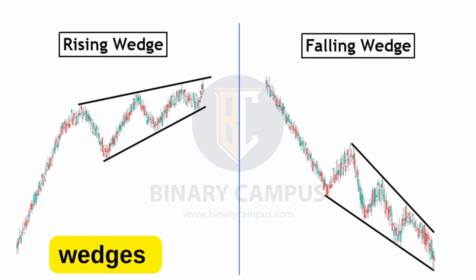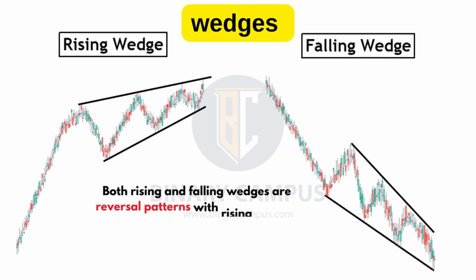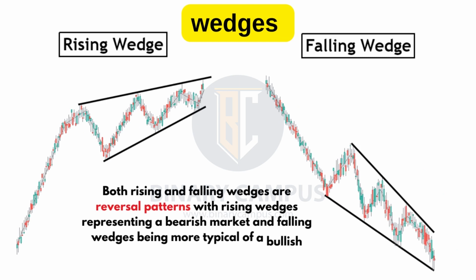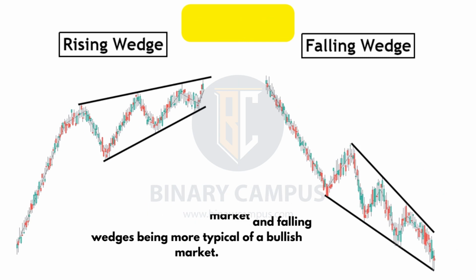Seventh one is wedges. Wedge pattern is a type of chart pattern that is formed by converging 2 trend lines. There are 2 types of wedge: rising and falling. Both rising and falling wedges are reversal patterns, with rising wedges representing a bearish market and falling wedges being more typical of a bullish market.